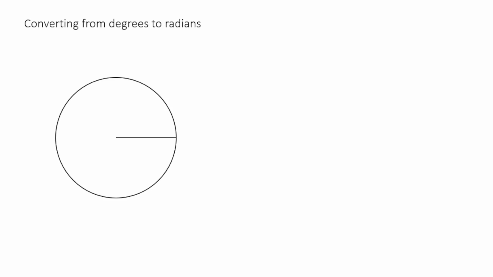Let's say I've got degrees here in blue. What is one full rotation in degrees? Well, in degrees, one full rotation is 360 degrees, right? That's one full rotation. So one rotation in degrees is equal to 360. I think you guys all know that.